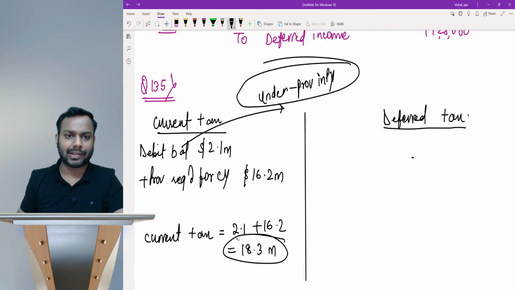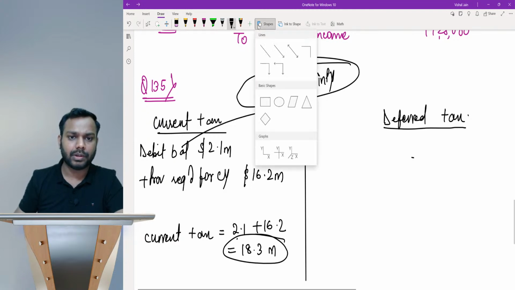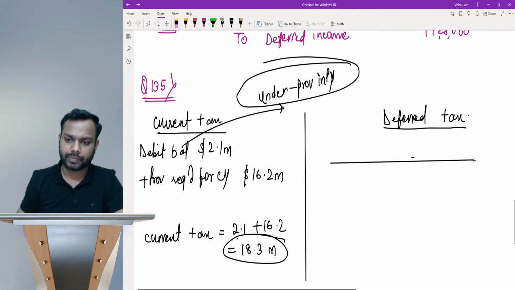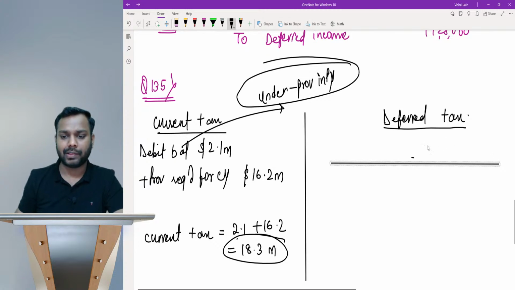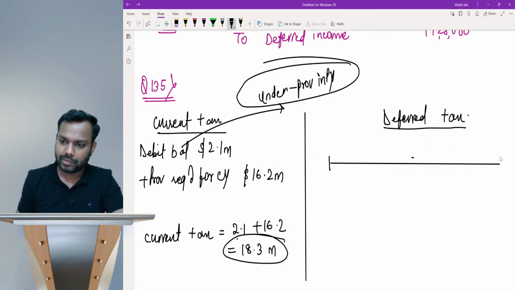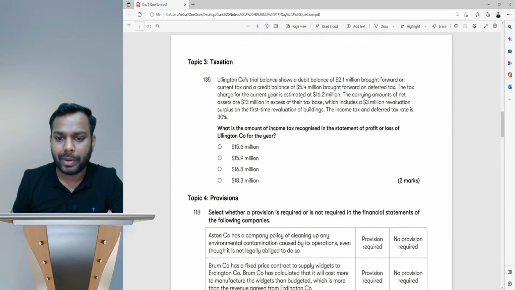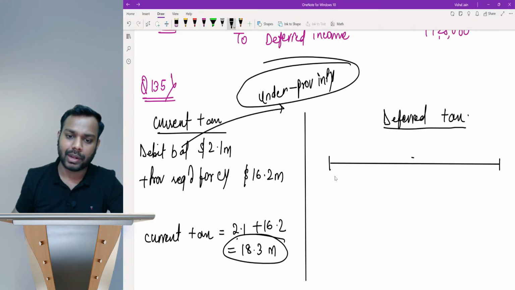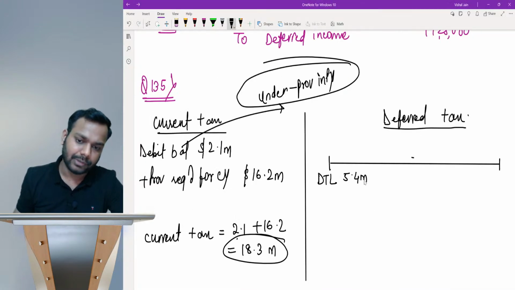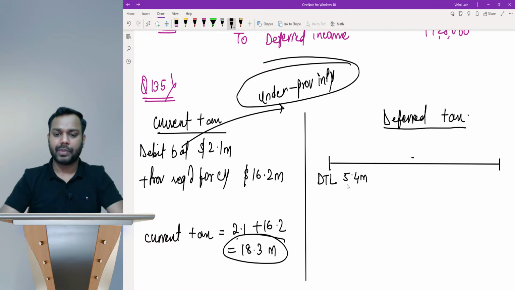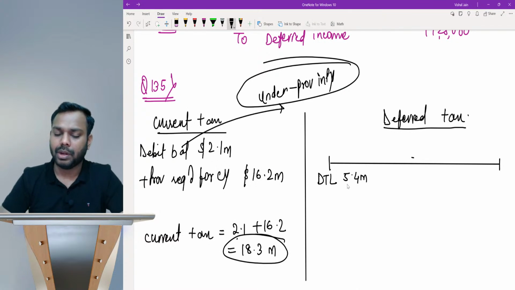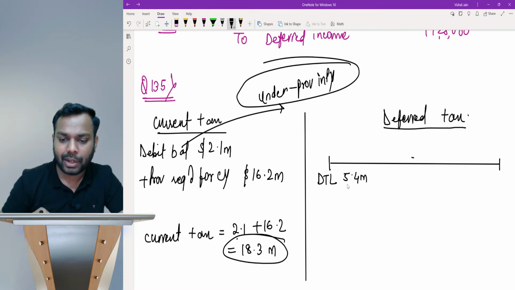Now let's come to deferred tax. Listen to me very properly, guys, for deferred tax. I will not be able to explain it again. Listen to me very properly, okay? Now, credit balance of 5.4 million brought forward on deferred tax means what? Opening balance of deferred tax liability of 5.4 million. Tell me, clear or not till here?